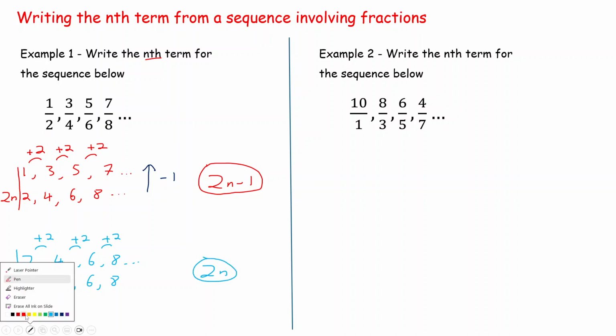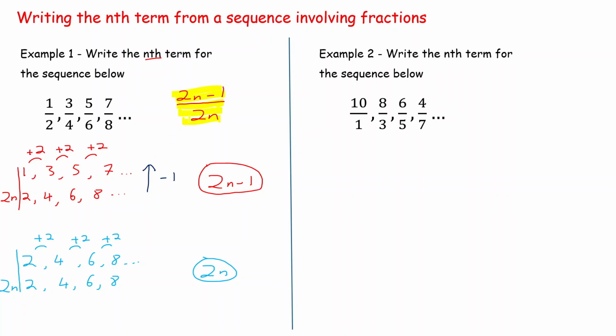Therefore, your overall answer is going to be: the nth term is, the top part is 2n take away 1, over the bottom part, which is 2n. So the top sequence, 2n take away 1, and it's a fraction, so it's going to be over the bottom part, which is 2n. And that there is our answer, and let's highlight it to make it clear.